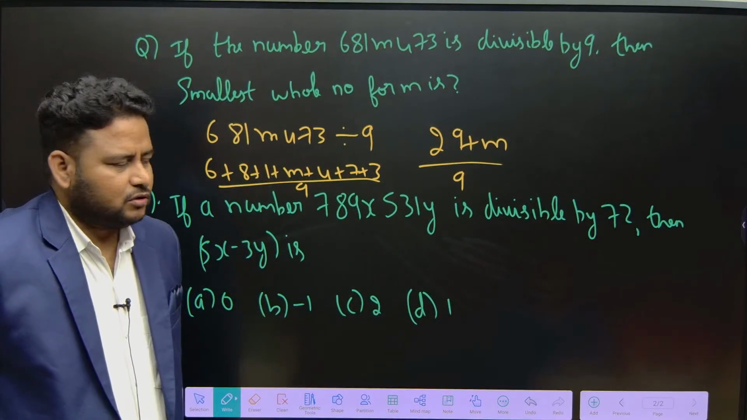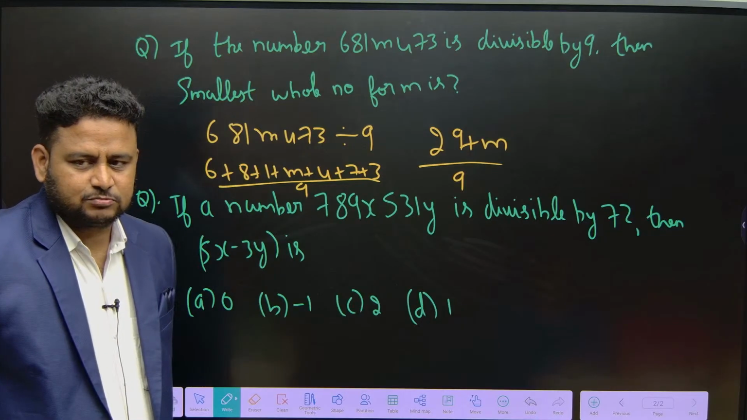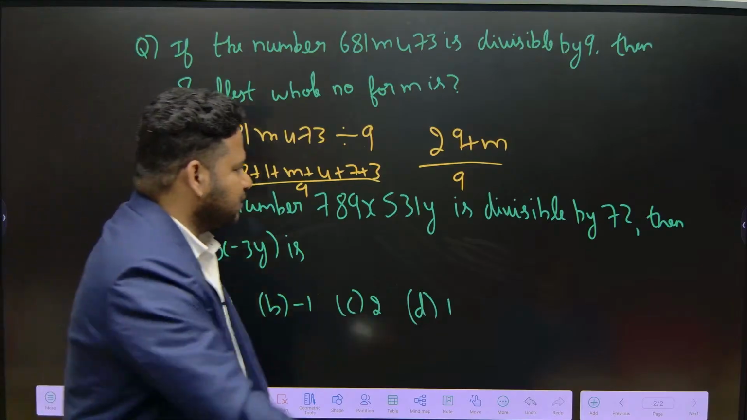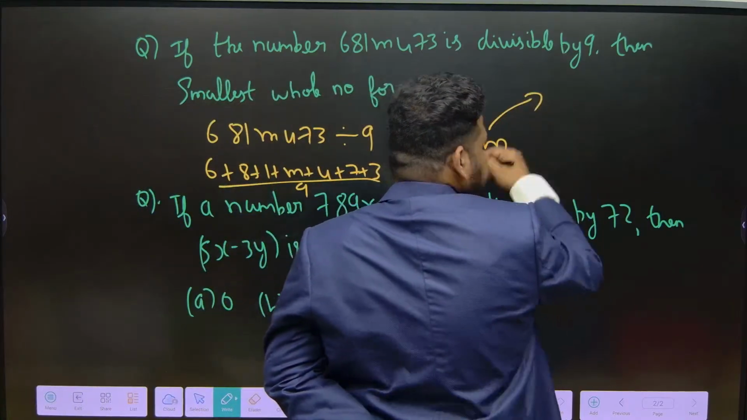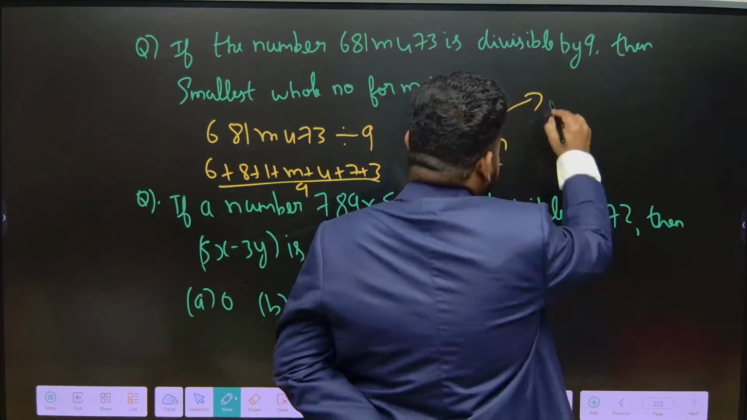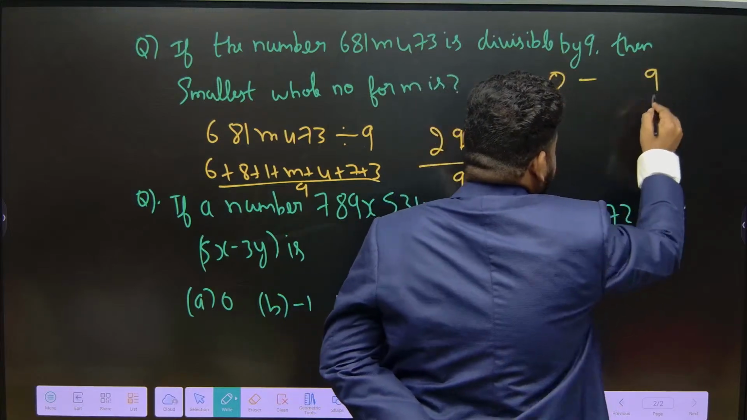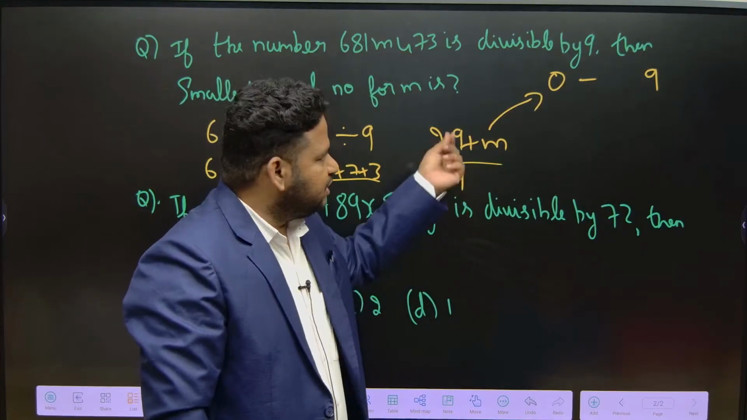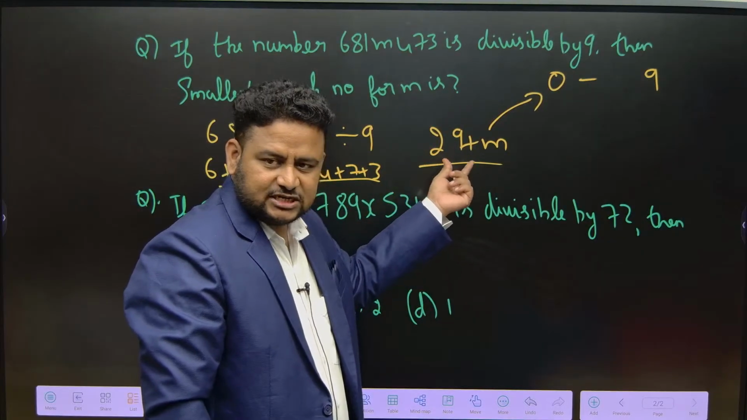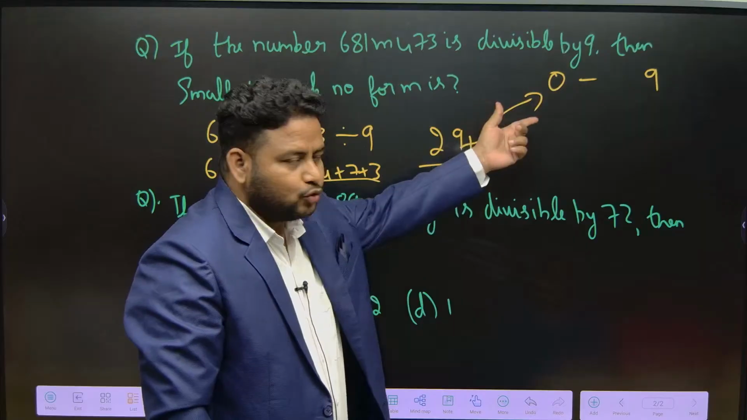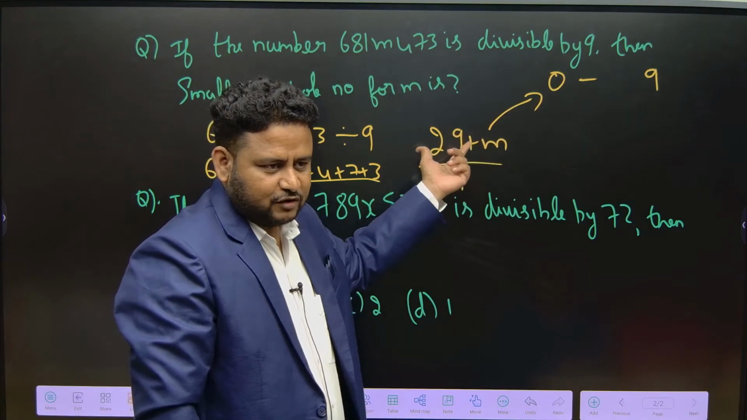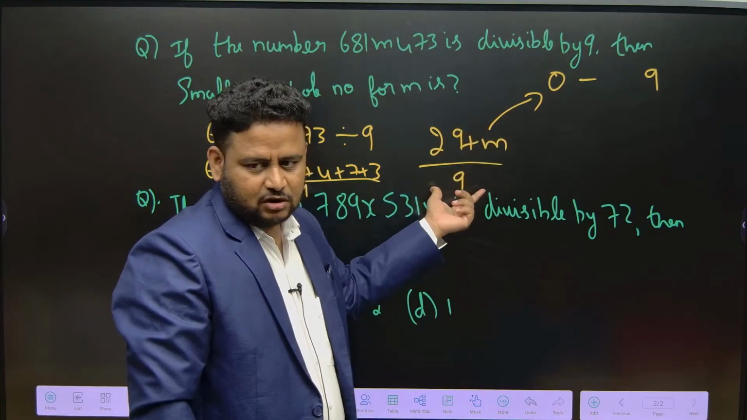So what is the value of M I should take? Smallest value of M means you should start from 0. They are telling it is a whole number, that means it can range from 0 to 9. If I take 0, it will remain 29. 29 is not divisible by 9. If I take 1, it will become 30. 30 is not divisible by 9. If I take 2, it will become 31. If I take 3, 32. Like that, if you go till 35, it will not be divisible.